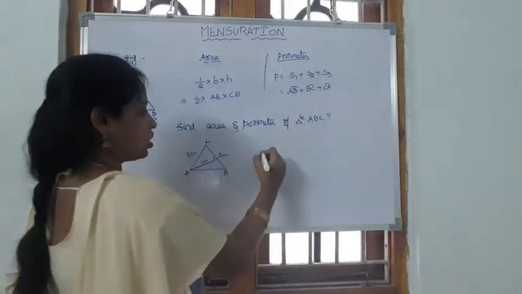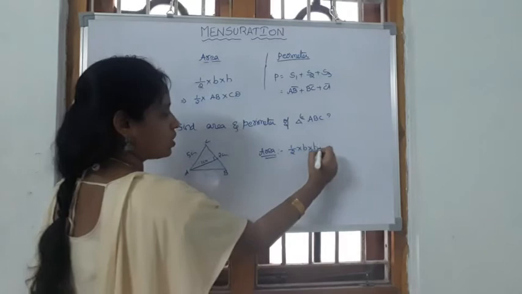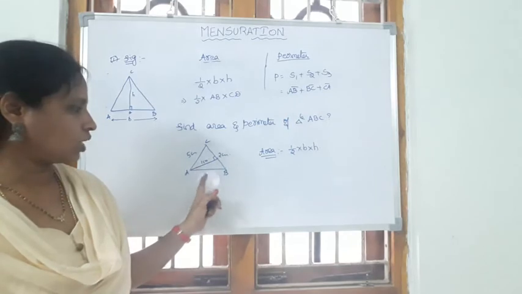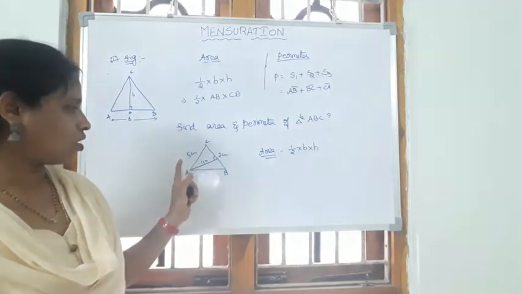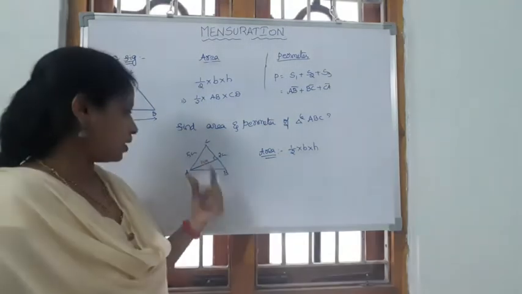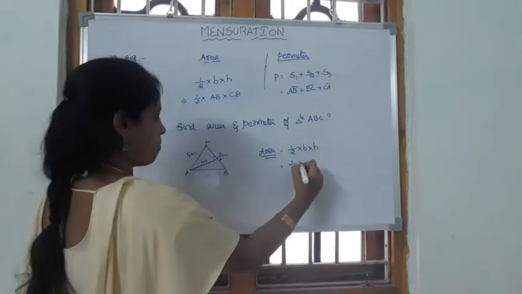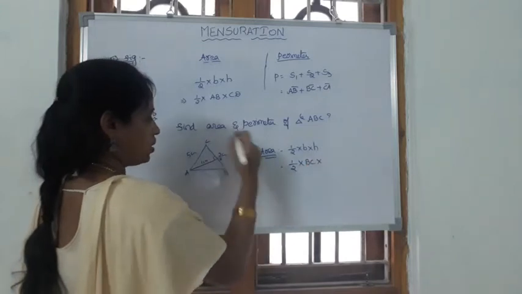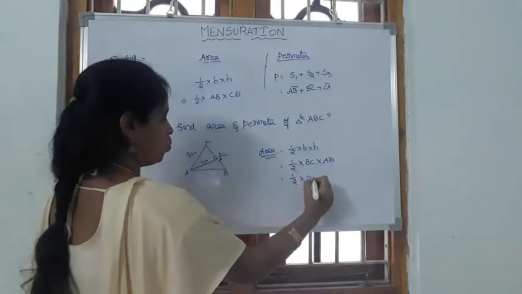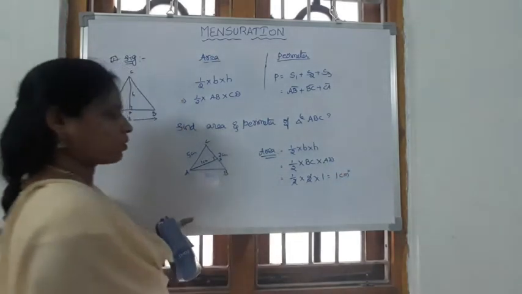First of all, we find out the area. Area of triangle formula is half into base into height. Here, AB is not the base. In this particular triangle, AB is not the base because the height falls on side BC. So, BC we consider as base and AD is height. So, half into base BC and height AD, half into 2 into 1. 2 we can cancel to get 1 centimeter square.